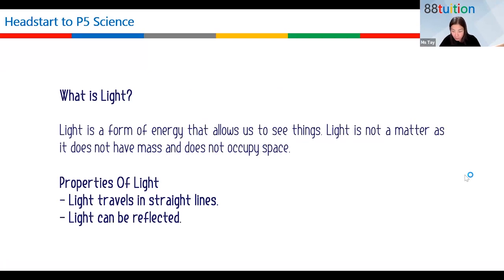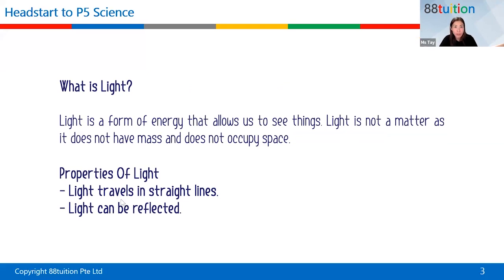All right, so let's look at some of the pointers for light. Do you still remember all these things that you've learned about light? Light is a form of energy, and it allows us to see things. Light is not matter because it does not have mass and does not occupy space. Then we talk about properties of light. Light can travel in straight lines. Light can be reflected. What else do you recall?